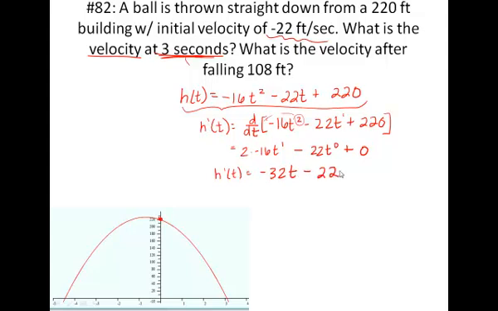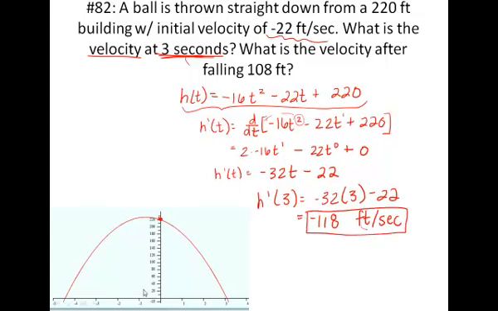So if I said what is the velocity after 3 seconds, h prime of 3 is going to be negative 32 times 3 minus 22. This gets us negative 118, and then we're going to be doing feet per second. That is my velocity. That's how many feet it's traveling in 1 second. Crazy, huh? After only 3 seconds here, it's going pretty darn fast.